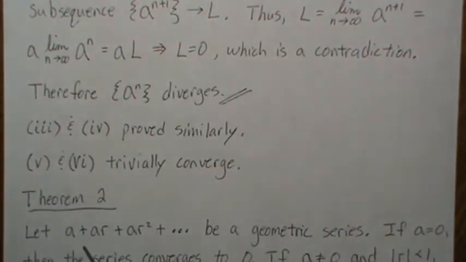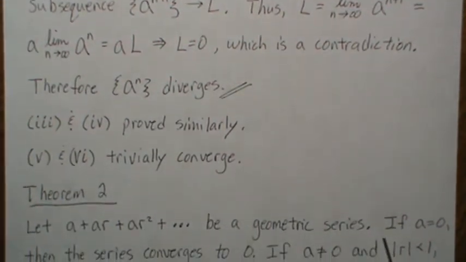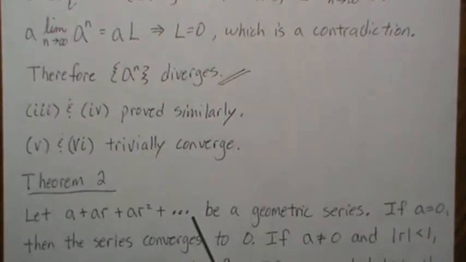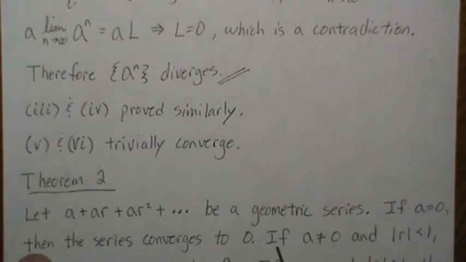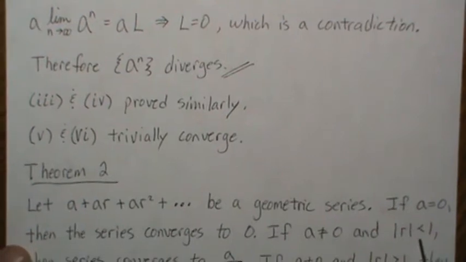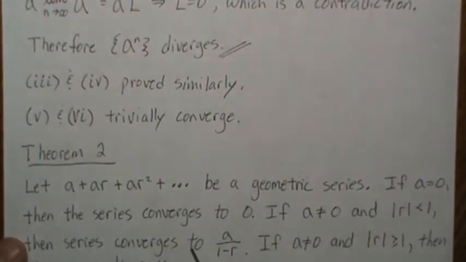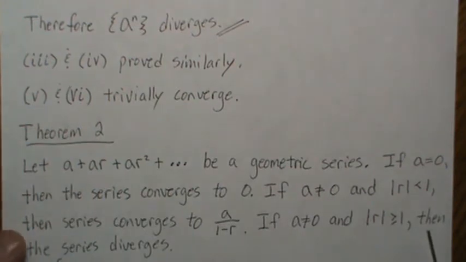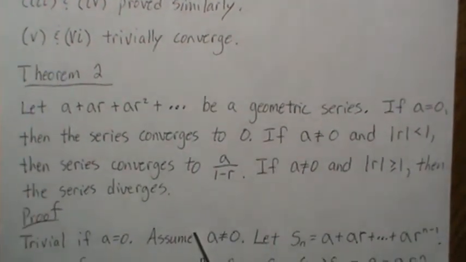So now let's look at the geometric series, which is defined like this: A plus A times R plus A times R squared, etc. Now if A is 0, then this series trivially converges to 0 because each term is 0. So we have to assume that A is not 0, and we're going to assume that the absolute value of R is strictly less than 1. Then we're claiming that the series converges to A over 1 minus R. If A is not 0 and R is greater than or equal to 1, then the series diverges. So the proof of this is this.